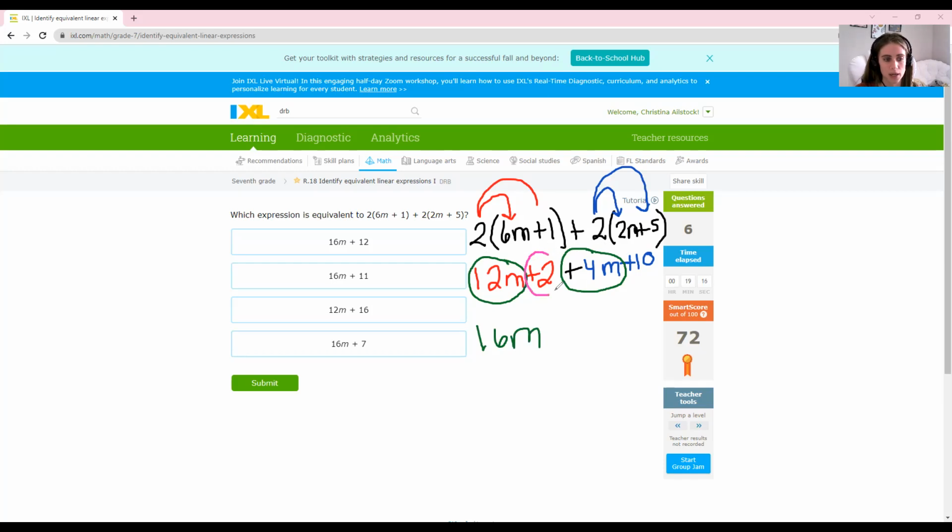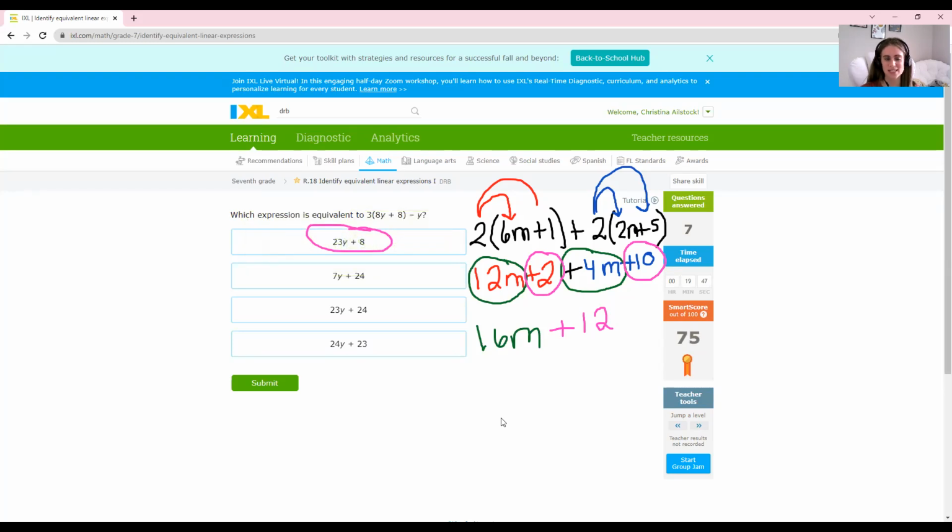Now I have this positive 2. Are there any like terms, any other constants? Yes, there is. Again, circle the sign that goes with it because that tells you whether you're adding or subtracting. We have 2 plus 10, which would be 12. Can I simplify it further? Nope, because I don't have any more like terms. So there we go.